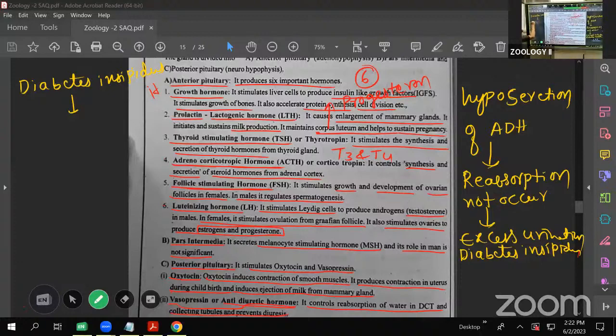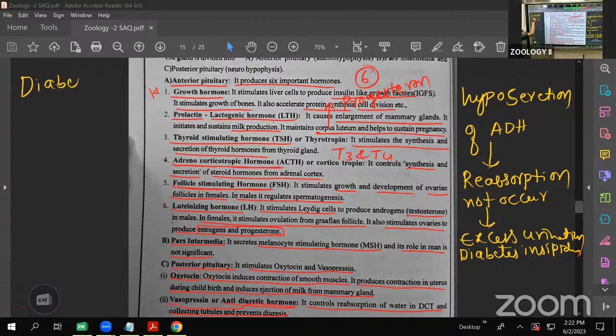What is it? Hyposecretion of the ADH, causing reabsorption not to occur. Excess urination is there, and that we call diabetes insipidus. Now I am writing diabetes mellitus. One more VSAQ is important: distinguish between diabetes insipidus and diabetes mellitus.